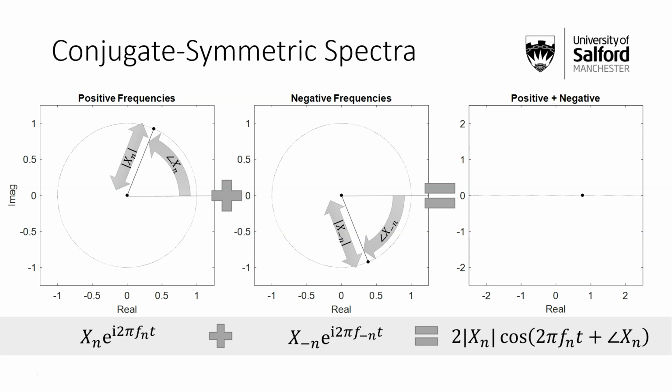For the negative frequency, we have that the magnitude's going to be the same. x minus n is a complex conjugate of xn. It's the same length, it has the same magnitude, but the phase has been negated. So x minus n phase is going to rotate the other way. It's going to rotate clockwise down below the real axis.